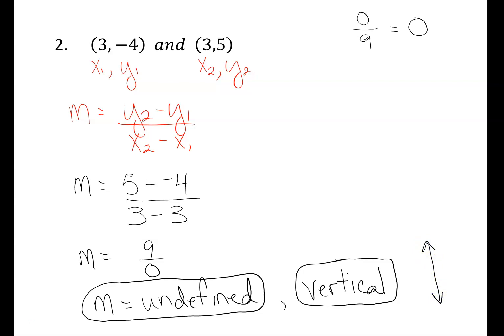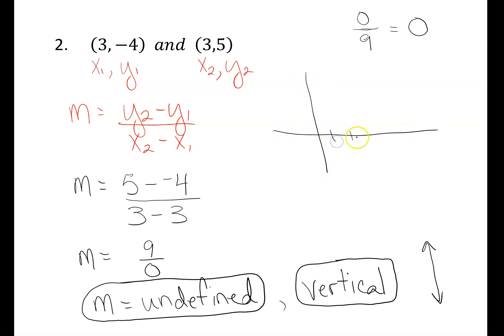Now, some of you may realize when you looked at the ordered pairs to start with that you see the same x's. And so if the x's are the same and we drew that line, we know already it's going to be vertical. Think about it. You don't have to graph these, but I just want to show you real quick here.